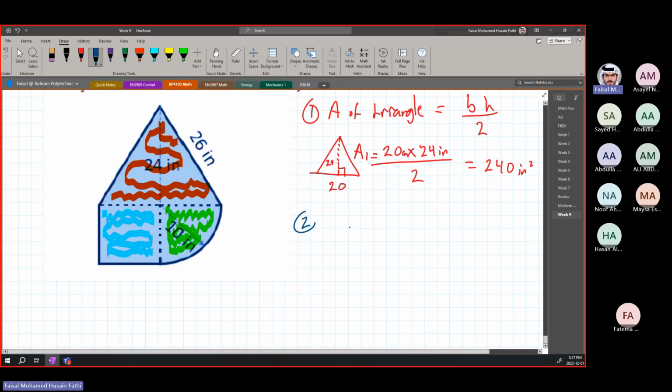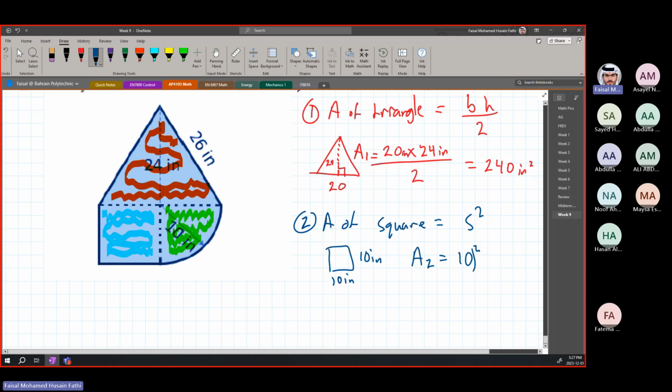So for the square, A of square is simply equal to side squared. If we draw it real quick, we know it's 10 inches each side. So area 2 is equal to 10 squared. Area 2 is equal to 100 inches squared.